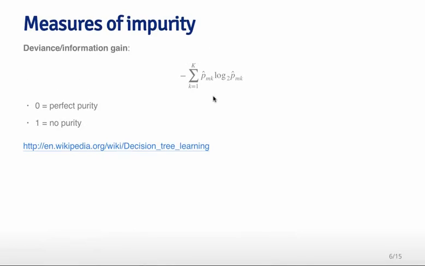In other words, all of the classes are perfectly balanced within each leaf. Deviance and information gain is another measure that can be used. It's called deviance if you use log with base e here, and log base 2 is information gain, and it's basically minus the sum of the probability of being assigned to class K in leaf M times the log base 2 or base e of that same probability. A value of 0 means there's perfect purity within the leaf, and a value of 1 means there's no purity. If you go to this link from Wikipedia, you'll have a lot more information about how these measures of impurity are used to separate the values within each leaf.